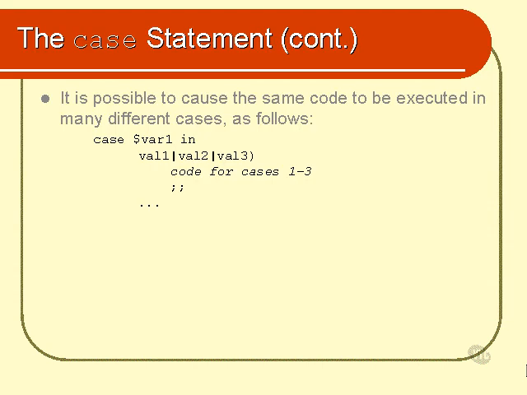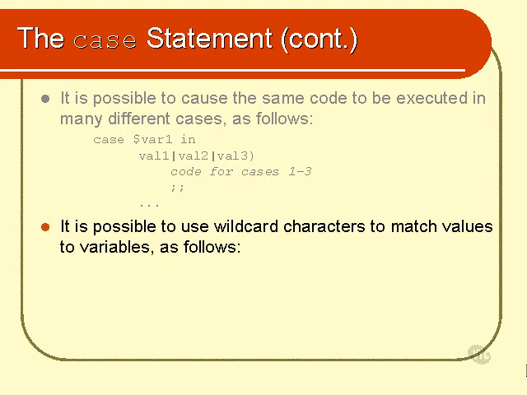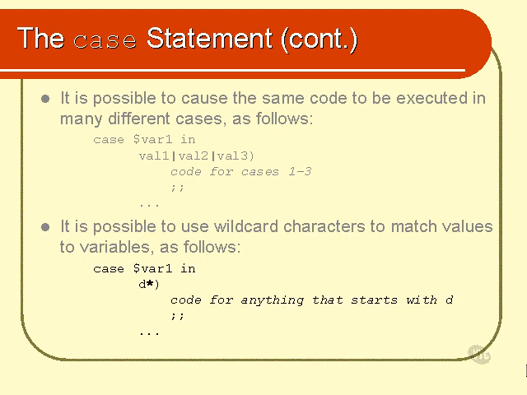Also, it's possible to use wildcard characters to match values to variables. As follows, we can say here D star, which means, of course, anything that starts with a D, just as it does with file names. So we can use the asterisk character, we can use the question mark character, we can even use the square brackets characters, just as we use with file name wildcards. So I'll just give you a little simple example.